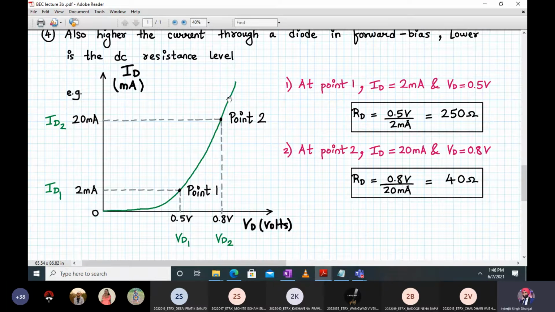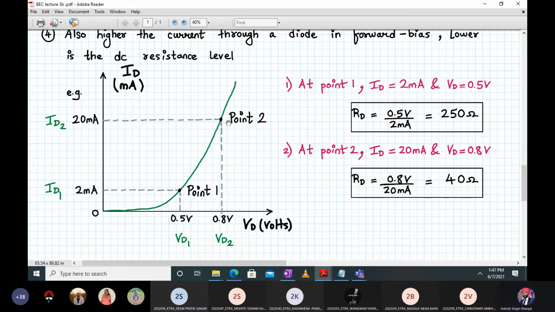There is point number one and point number two. Let us calculate the DC static resistance at point number one. VD1 value is 0.5 and ID1 value is 2 milliamperes. So RD will be VD divided by ID, which is 0.5 divided by 2 milliamperes, which is 250 ohms. One of you can confirm that. At point 2, VD2 is around 0.8 and ID2 is 20 milliamperes, a higher current value. Then the static resistance will be 0.8 divided by 20 milliamperes, which comes out to be 40 ohms.